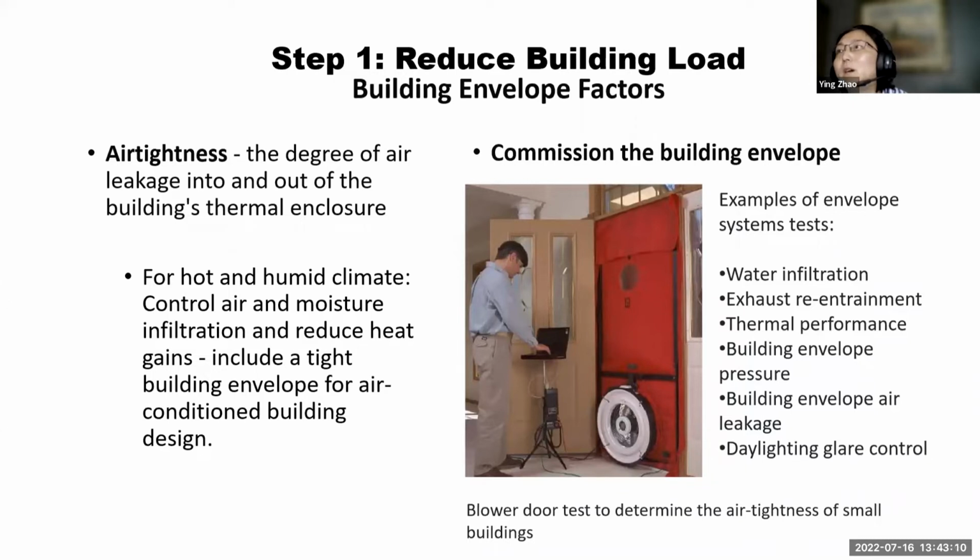So typically, building envelope commissioning will include things like water infiltration, exhaust entrainment, thermal performance of the building envelope, and building envelope pressure, like air leakage, and daylight glare control. And people will choose some of the tests that are really important for their building and performance. So they will test that.